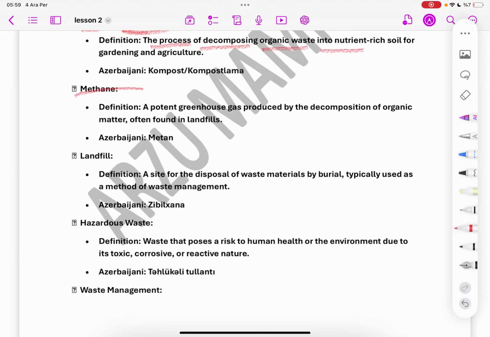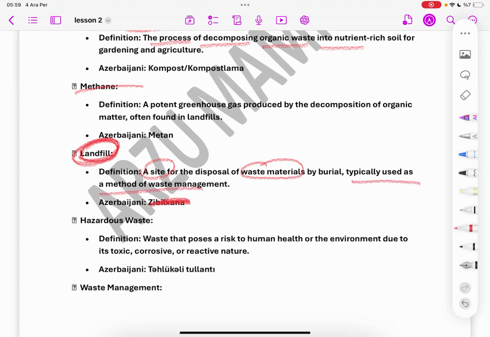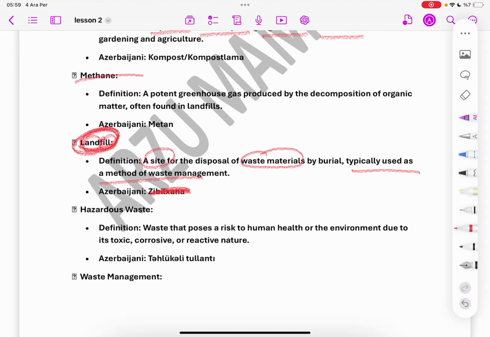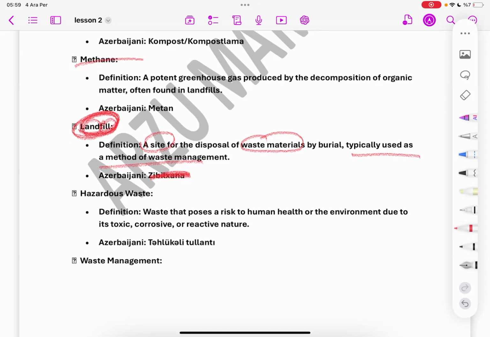So most probably you know this one. This is very easy. Landfill, okay? You can see its translation here. It is a site where waste materials are buried, typically used as a method of waste management. So you can remember it like this: land is full of, for example, litter, etc. So this is landfill.